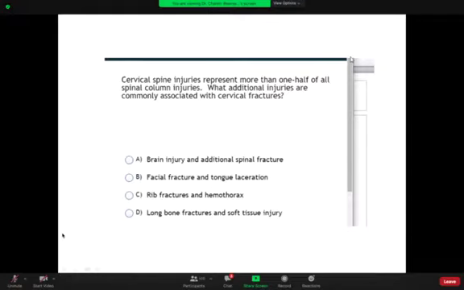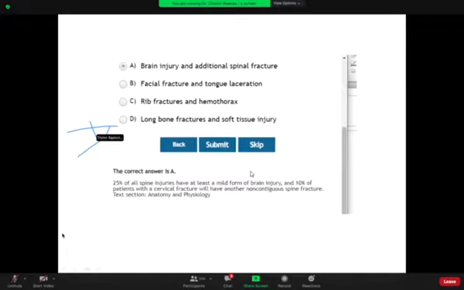cervical spine injury එක කොහෙද එන්නේ? සමහර උඩනේ. උත්තරේ තමයි මේක brain injury and additional spinal fractures. 25% of all spinal injuries have at least a mild form of brain injury, and 10% of patients with cervical fracture will have another non-congenital spinal fracture.